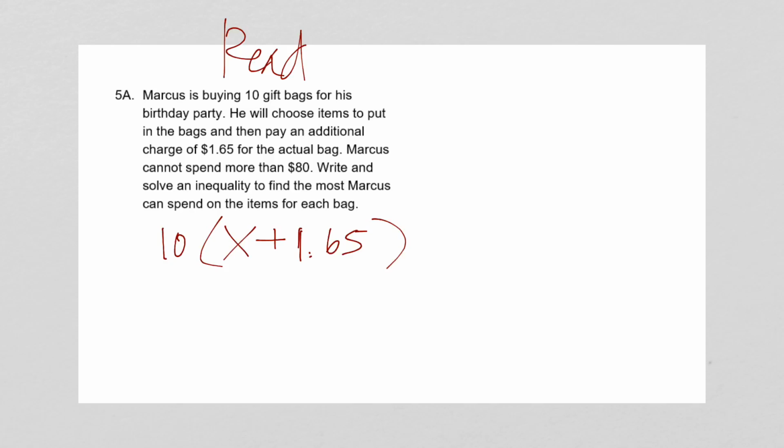Sorry, let me go back to explain it. You have 10 bags, so that's why it's 10 times. And you're going to put an item in the bag. You don't know what the item costs, so we let it equal x. But the bag is $1.65, so the $1.65 is for the cost of the bag. They cannot spend more than $80, so that means less than or equal to 80.